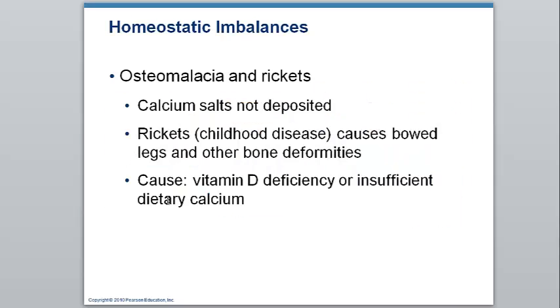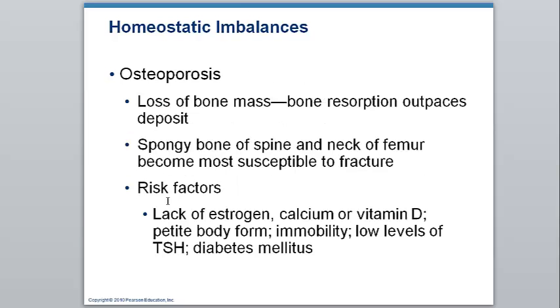Now we're moving on to the other homeostatic imbalances. I said we're just going to talk about the definitions: osteomalacia and rickets. This is when you do not have enough calcium deposits on the bone. Osteomalacia happens in an older adult. Rickets happens in a younger person. So it's a childhood disease that we call rickets, due to vitamin D deficiency and dietary calcium deficiency.